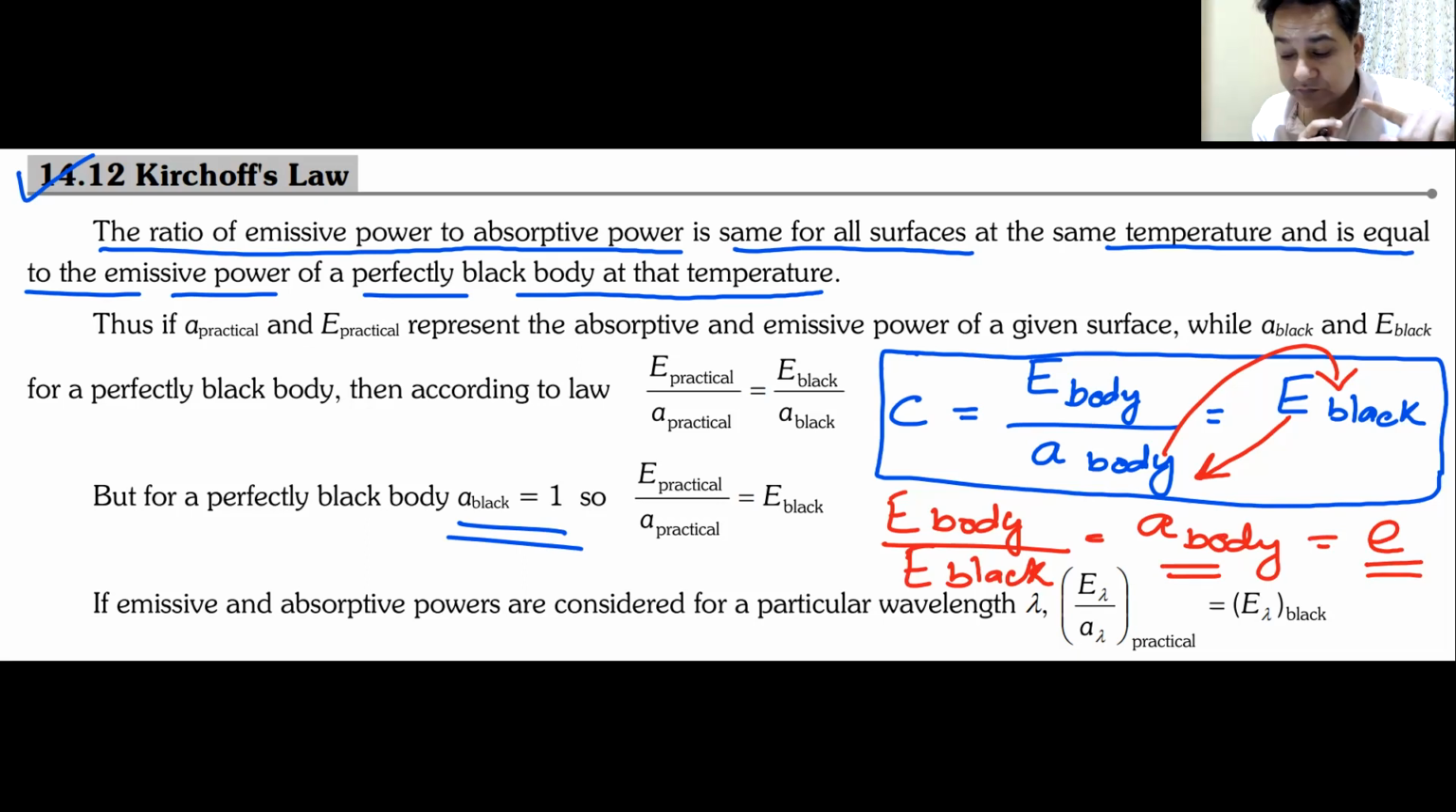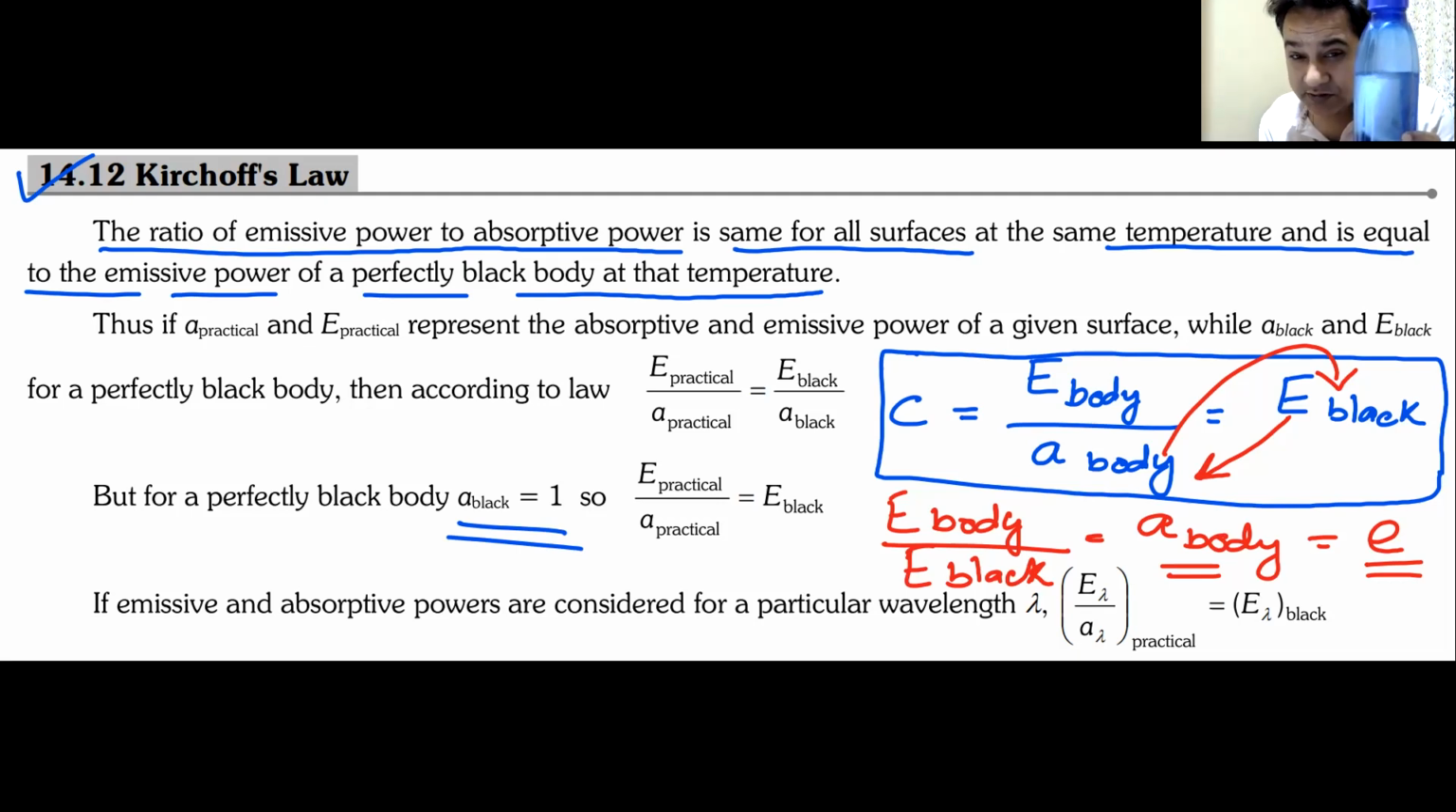That means if a body is a good absorber, it is a bad reflector. We know this. Good absorbers are bad reflectors. Good reflectors are bad absorbers. But here we are not talking about reflection. We are talking about emission. If this is a body and it absorbs a lot, it will also emit similarly. If the absorptive power is 0.5, emissivity, which tells us how much it is emitting, is also 0.5.